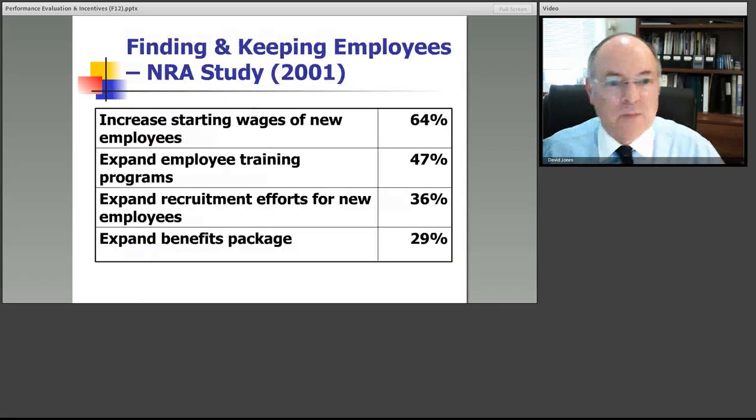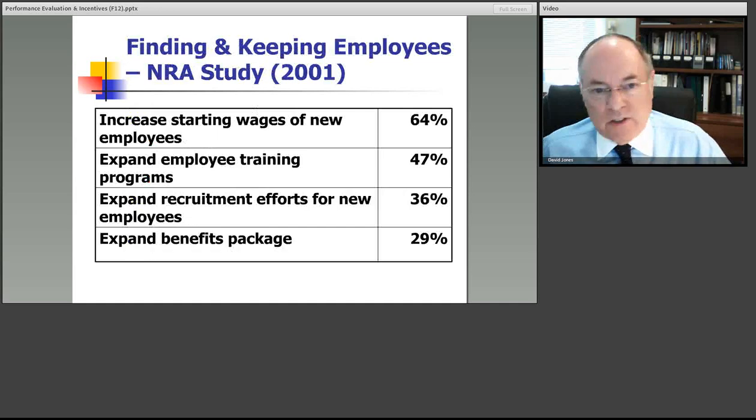What do we do to keep employees? This was a study done a number of years ago now by the National Restaurant Association, but I think these are all very relevant. Increase starting wages of new employees, that's one way. Today we might think about that issue of full-time versus part-time based on the ACA that we've been talking about, that 29, 30 hours in terms of benefits. Expand employee training programs, expand recruitment efforts for new employees. Where might they do that? Yes, USF, right? And expand the benefits package. I don't know whether that weight might be a little higher now, that people might be thinking about that more. Certainly top of the mind type awareness.